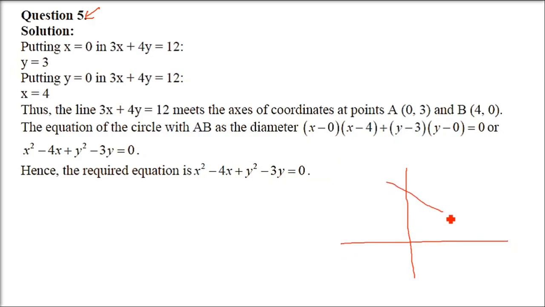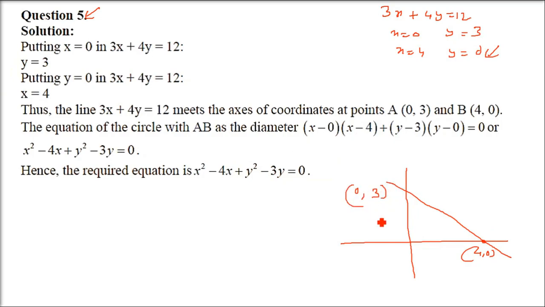So what you have to do here, there is a line. I just made it, just to give you an idea. So 3x plus 4y equals 12. Put x equals 0, y will be 12 by 4, that is 3. Put y equals 0, x will be what? 12 by 3, that is 4. So basically these are just the intercepts. So you have 4, 0 and you get 0, 3. So you have these endpoints.